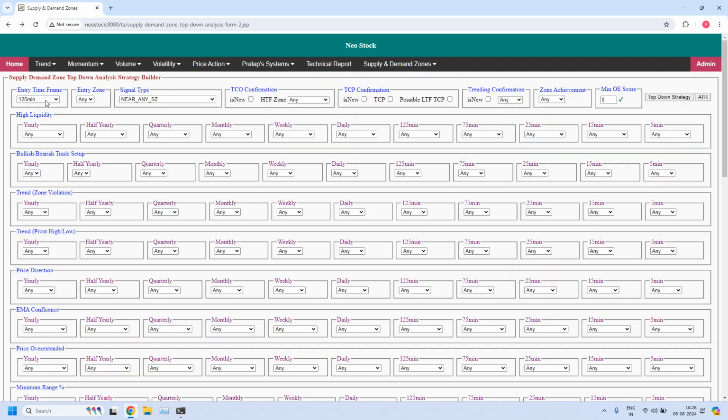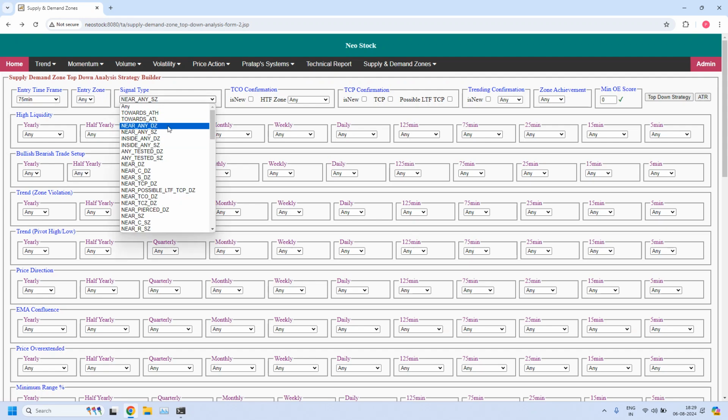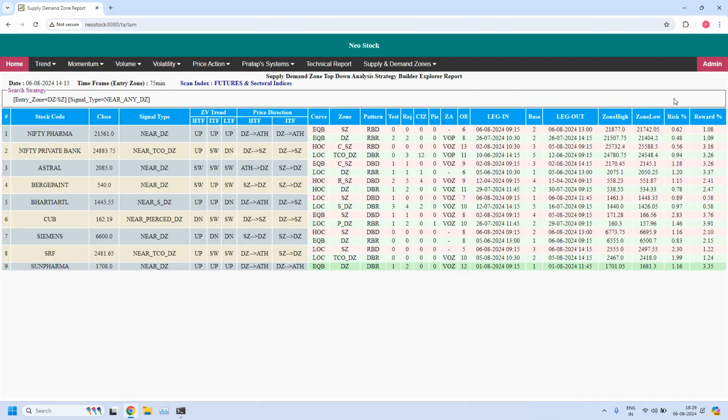And the next time frame is 75 minutes. Entry time frame is 75 minutes. Let us find the stocks near 75 minutes demand zone. 9 stocks are filtered near to the 75 minutes demand zone. Let us identify any high liquidity zones from this list.